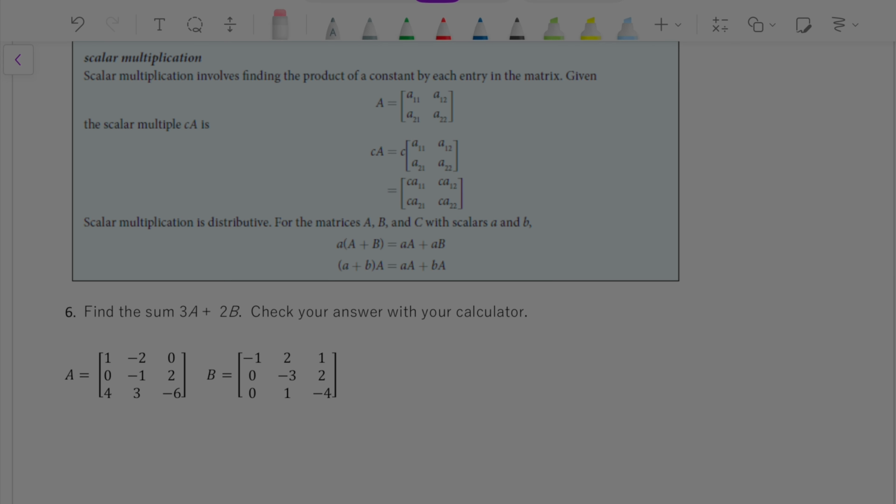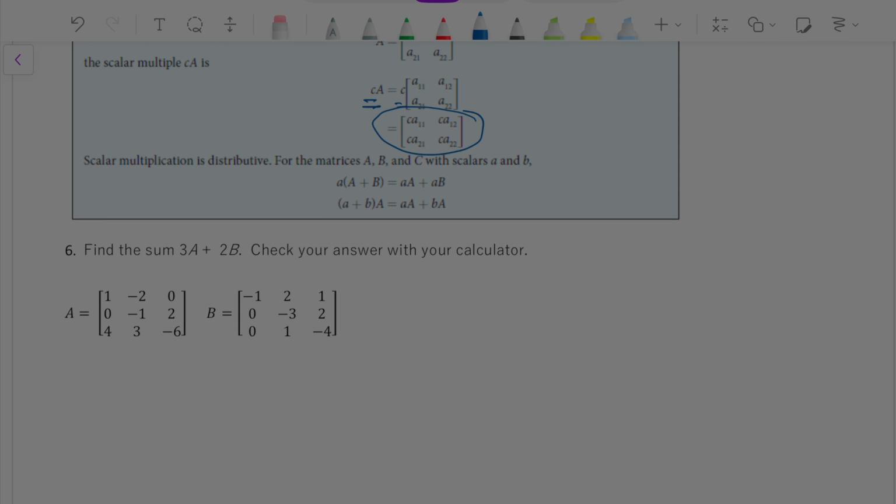All right, scalar multiplication. Anytime the word scalar is used, basically they're just talking about a real number that's getting multiplied by something. So if I take an entire matrix and I want to multiply it by a scalar, which is just a real number, for matrices, you just multiply every single entry by that number. Like here, they're using C for the scalar. Every single entry gets multiplied by that scalar.